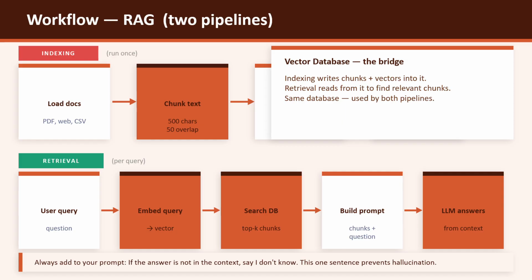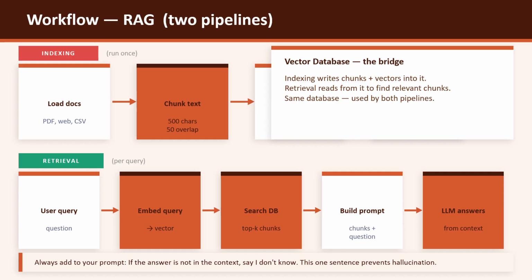The second pipeline is the retrieval pipeline. It runs every time a user asks a question. Step 1. The user submits a natural language question. Step 2. The system converts that question into a vector using the same embedding model used during indexing. Step 3. It searches the vector database for the chunks whose vectors are most similar to the question vector. This is called similarity search.